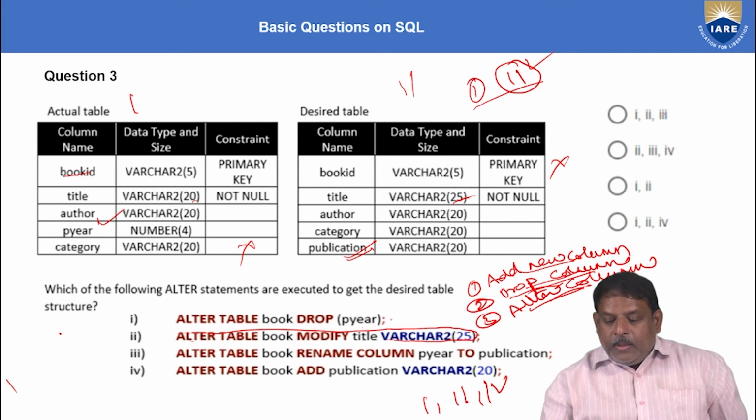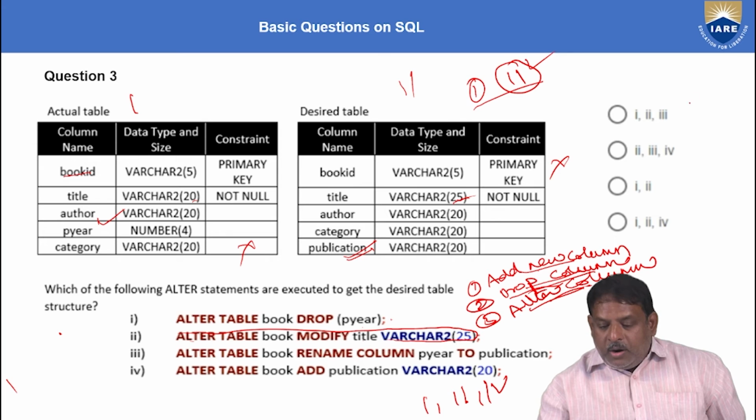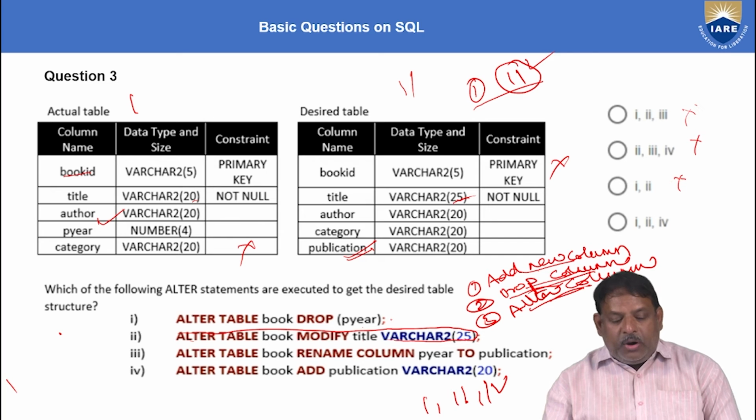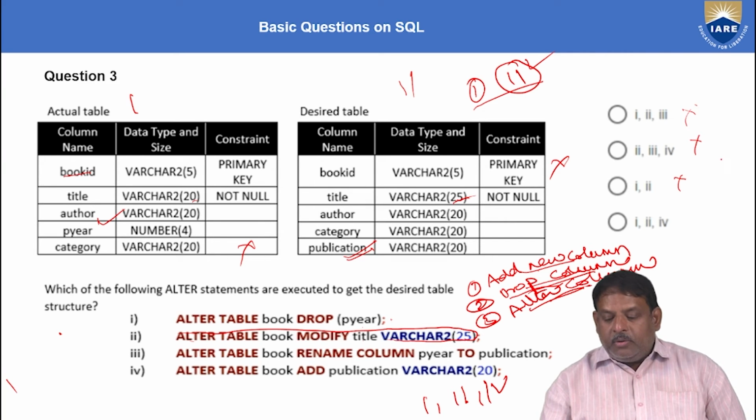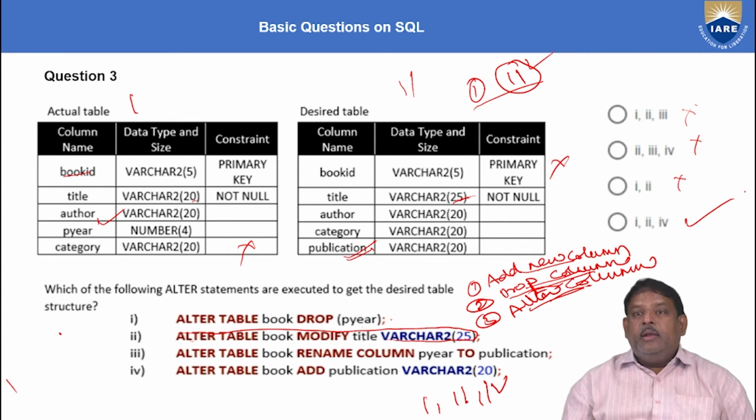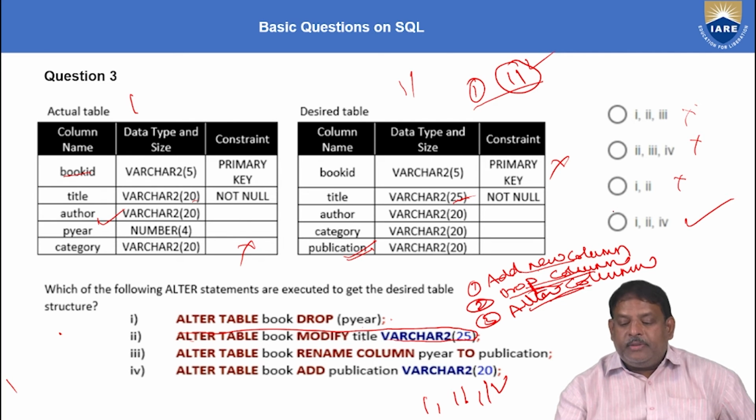So here 1, 2, 3 is not there. This is the wrong answer. 2, 3, 4 is also wrong. 1, 2 is also wrong. Why? Because if we check, 1, 2 is okay, but where is the new column publication? So the answer left is 1, 2 and 3. So you have to choose this as the right answer. This is the right answer.